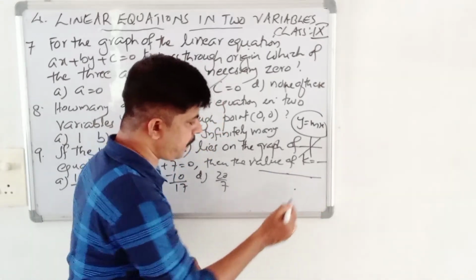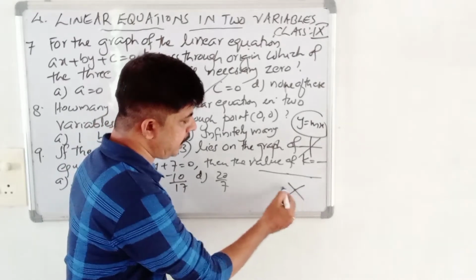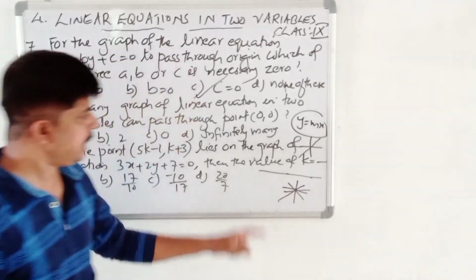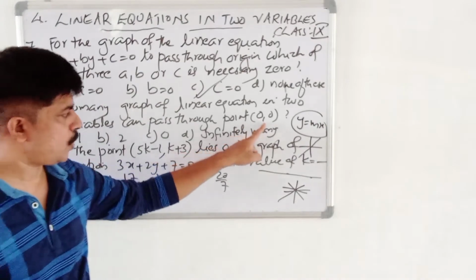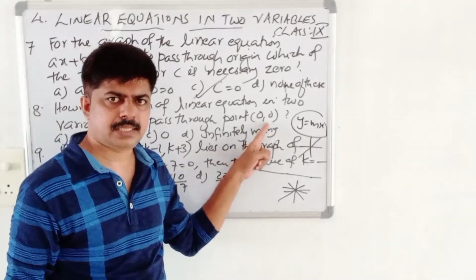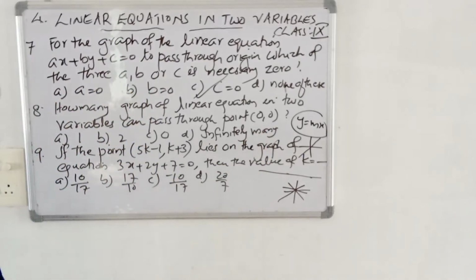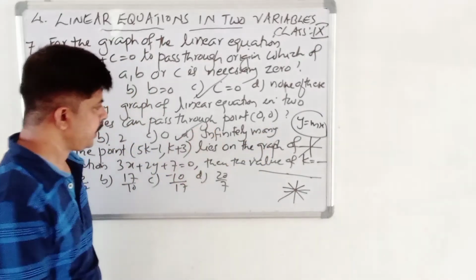If only one point is there, how many lines can be passing through the given point? We can draw infinitely many lines. Here is the point (0, 0), the coordinates of the origin. There are infinitely many lines that can pass through that point. Therefore, the answer is option D.